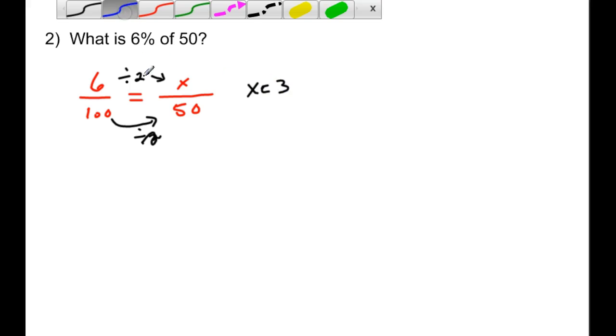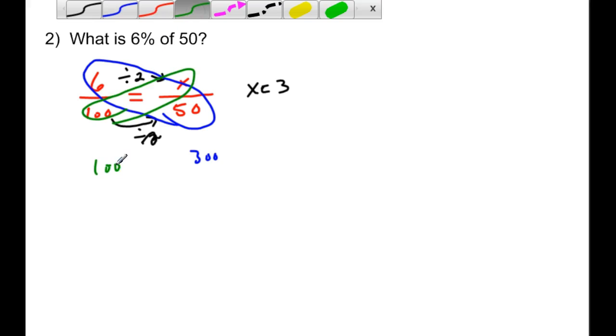If that doesn't make sense, you can cross multiply. 6 times 50 is 300. And then multiply the other direction, 100x. Okay, and divide by 100. You'll get x equals 3.